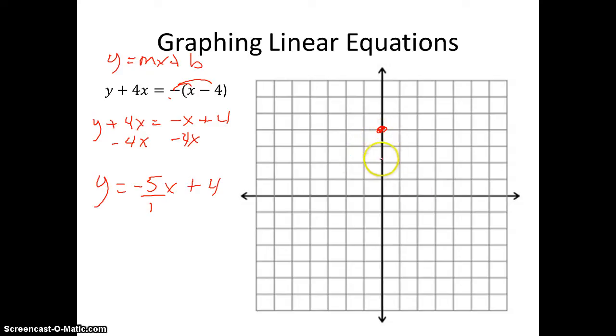So I go down 5. 1, 2, 3, 4, 5 over 1. So we have a really steep graph here. And then we can go ahead and kind of draw our line here. Again, sorry for the not completely straight line. I expect yours to be straight if you have a straight edge.